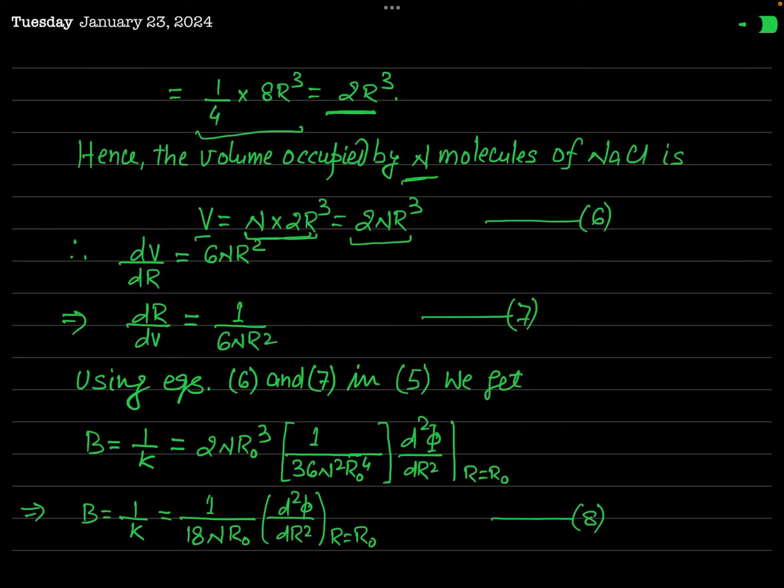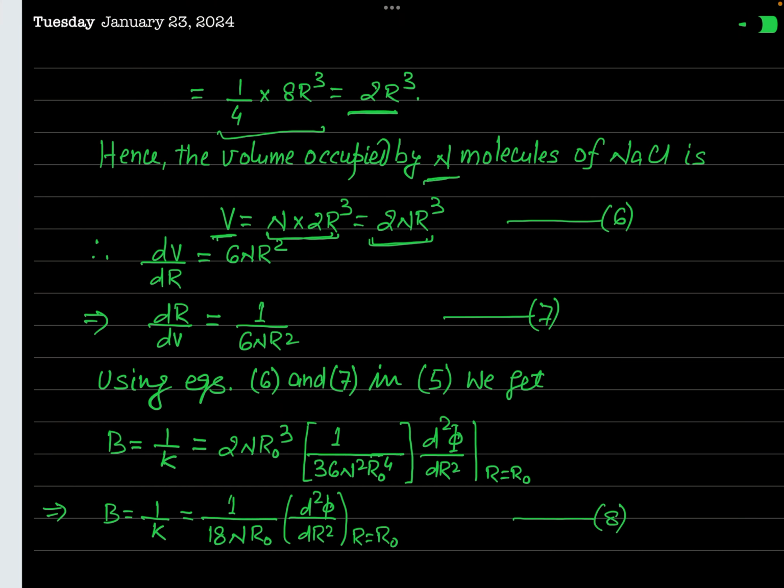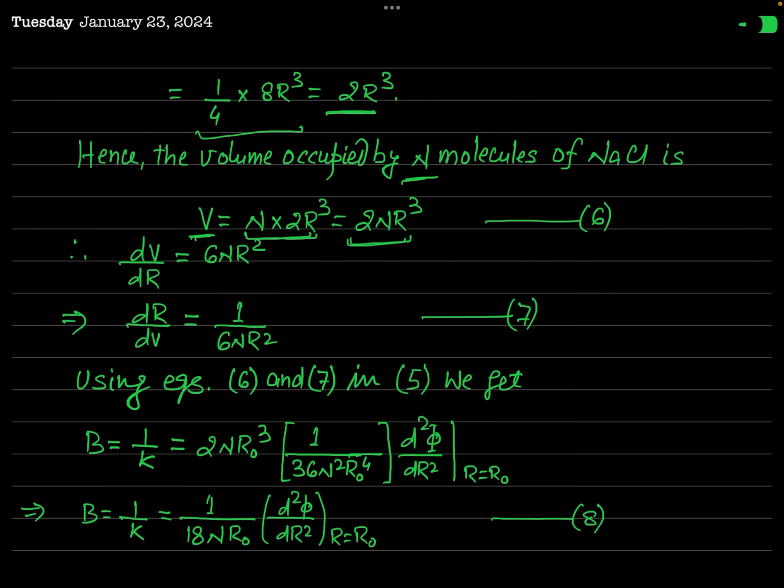Now here I have expressed the volume of the crystal as a function of R, and for further calculation, you can see your previous result, you need dr by dV. So from here you can find the value of dr by dV. Since V is equal to 2n R cube, you can easily say that dV by dr will be 6n R square. And therefore, what will be dr by dV?